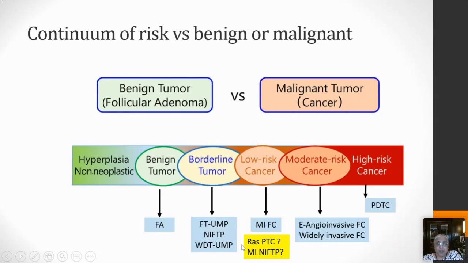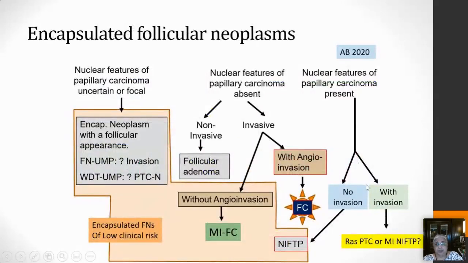But what happens when you have a RAS, when you have a minimally invasive tumor, which started out as an NIFTP? What is it? A RAS PTC? That means a RAS-expressing mutated papillary thyroid carcinoma? Or would you want to call it a minimally invasive NIFTP? And I don't think the answer has come. And that's exactly what I have said now.